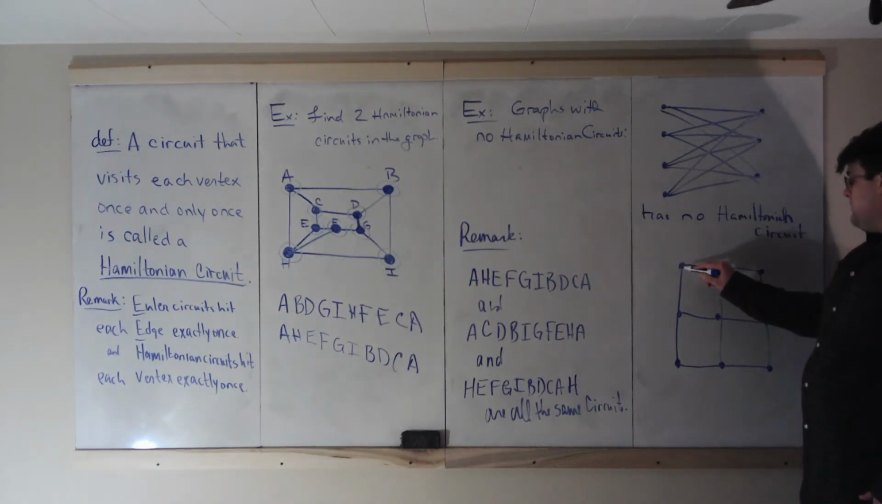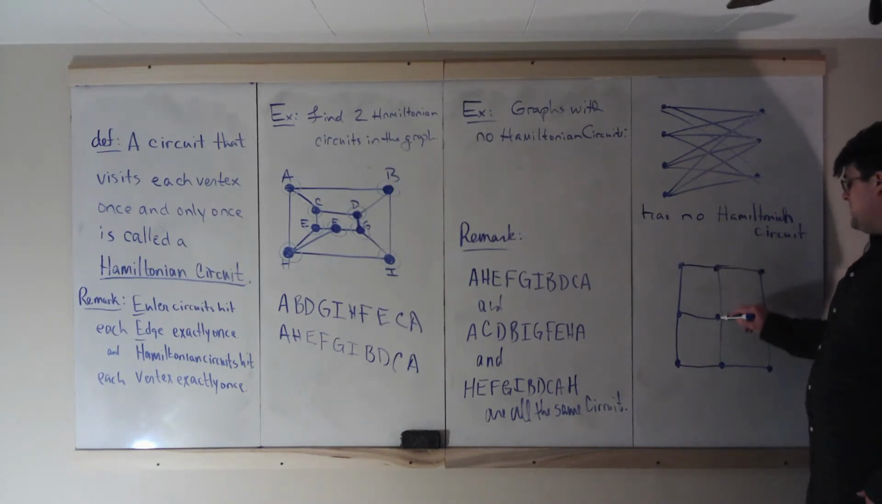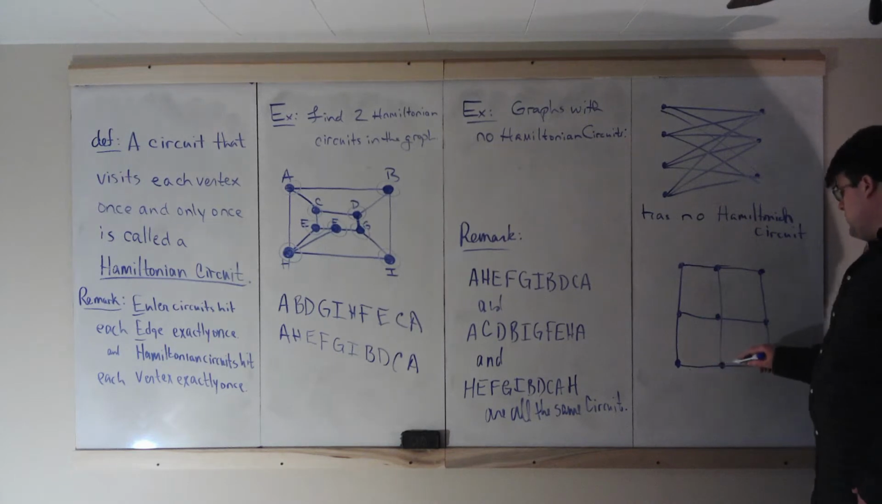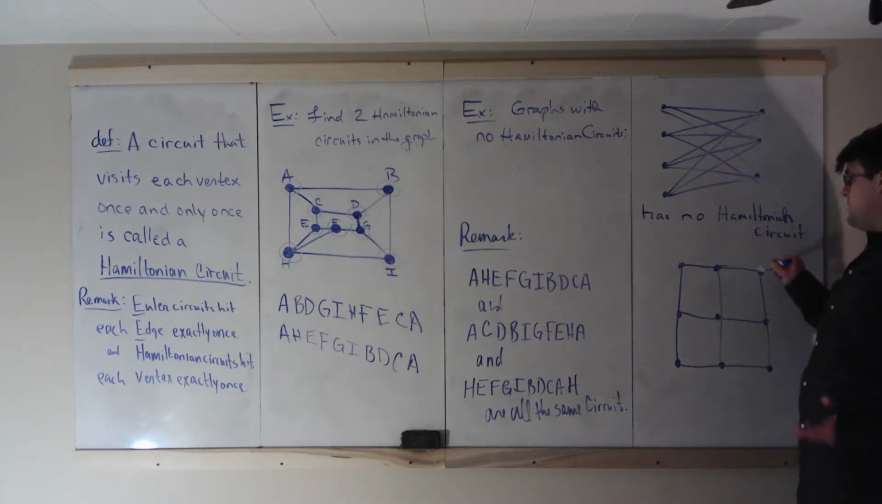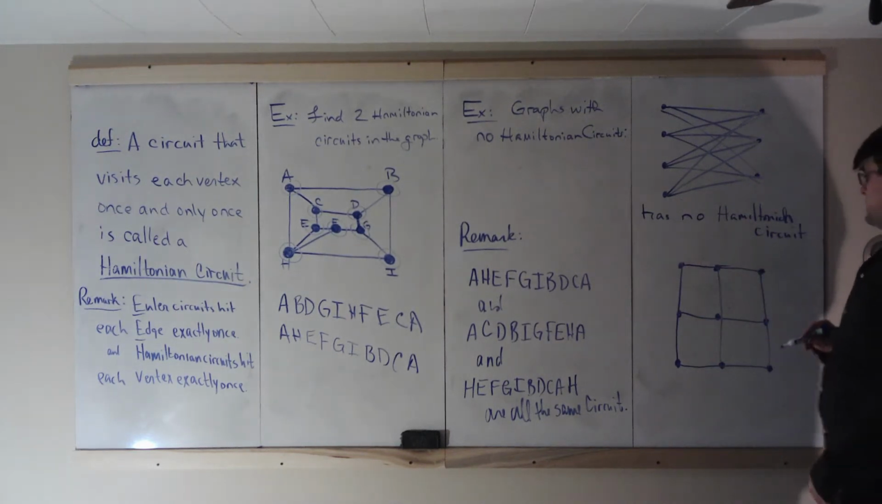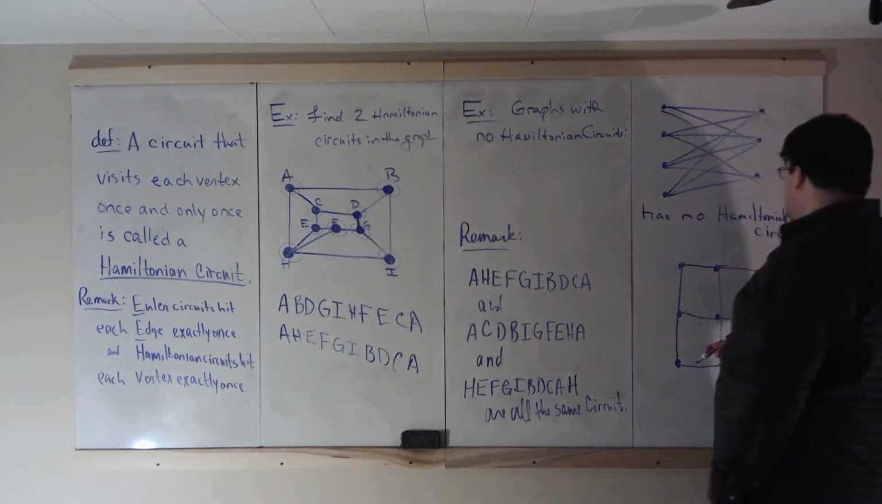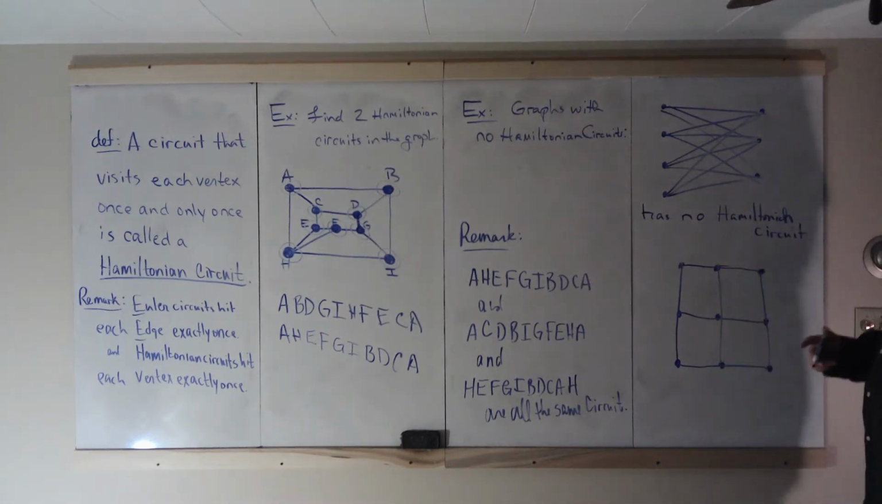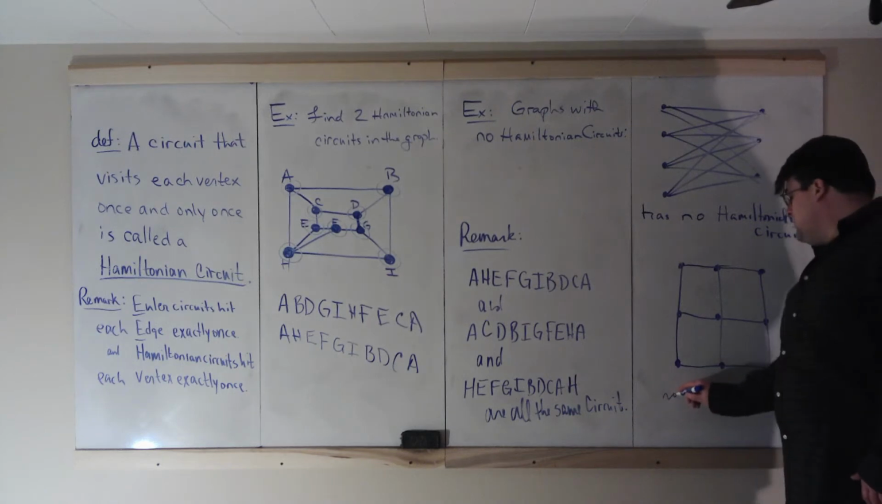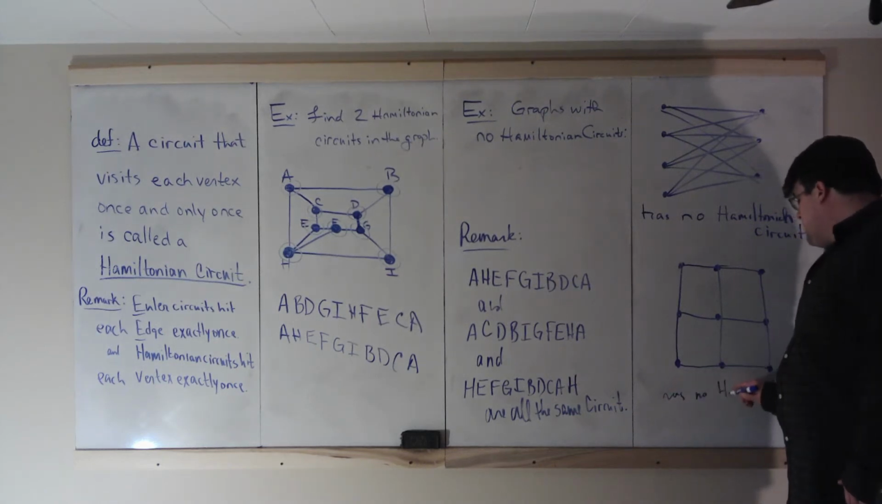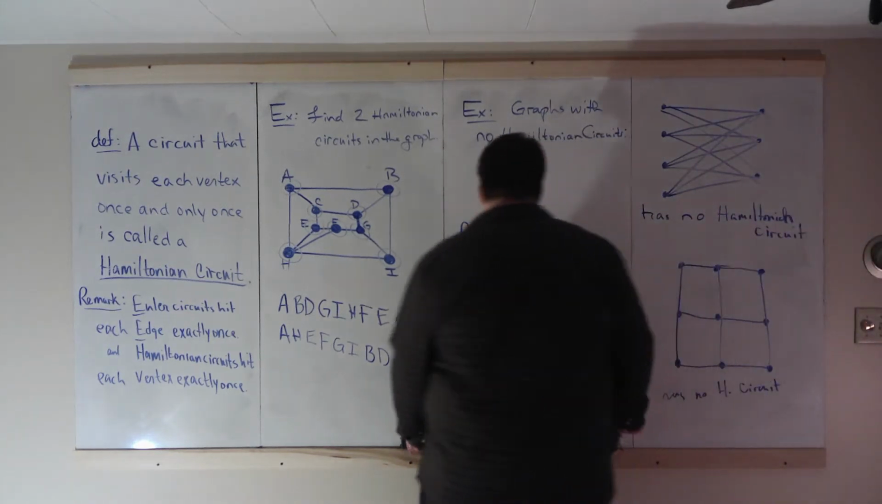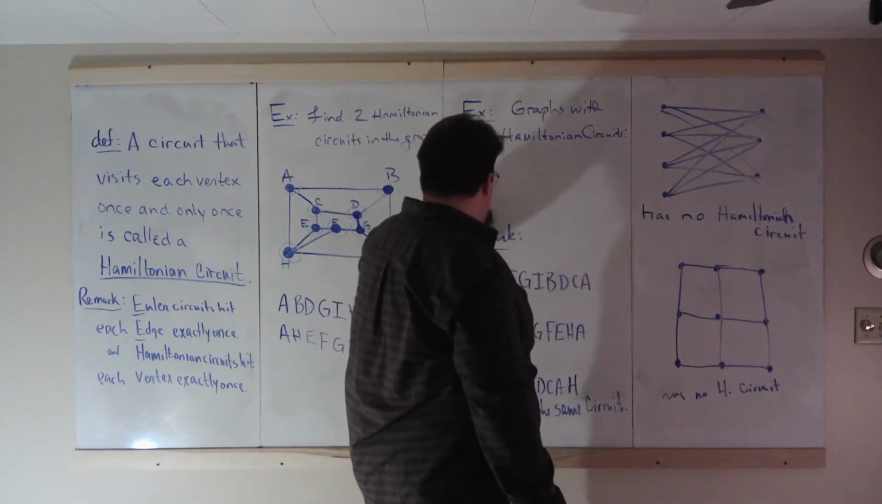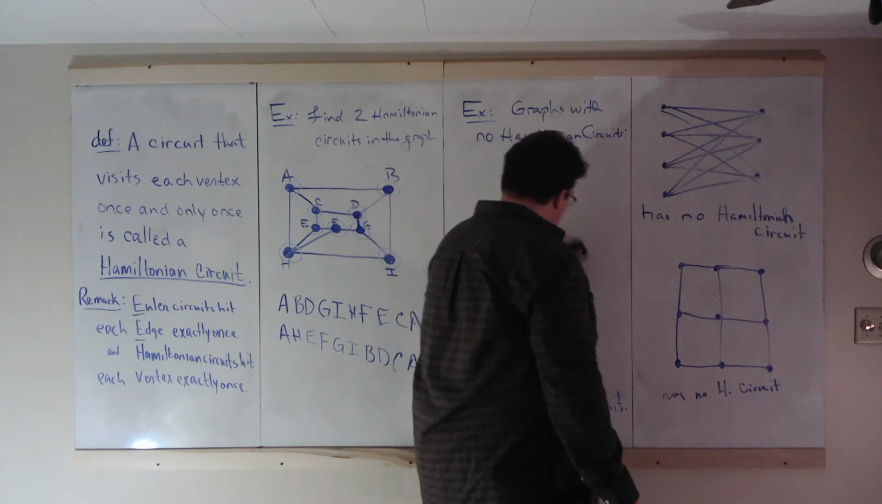What if you do something fancier? Well, go over, down, over, over, over, over, up, up. Well, you can't get back there without duplicating a vertex. So that has no Hamiltonian circuit. This one, where it's odd node by odd node, has no Hamiltonian circuit. If it's even by even, or even by odd, it will have a Hamiltonian circuit.